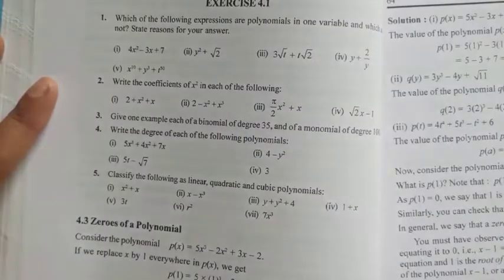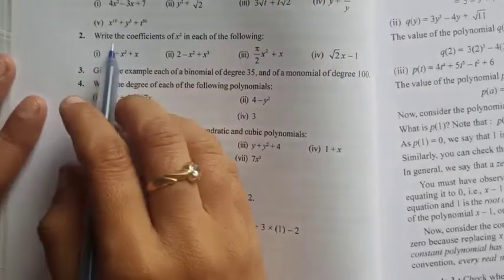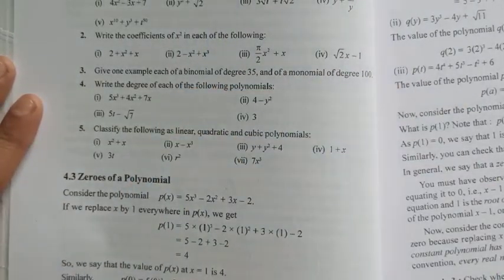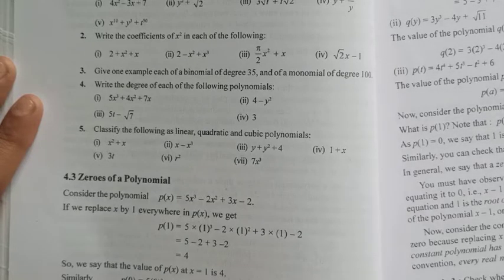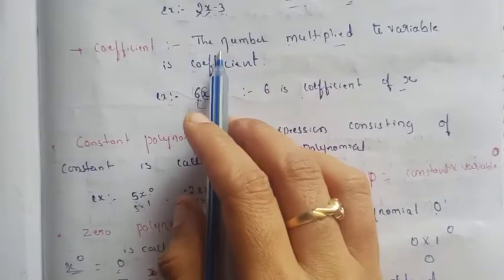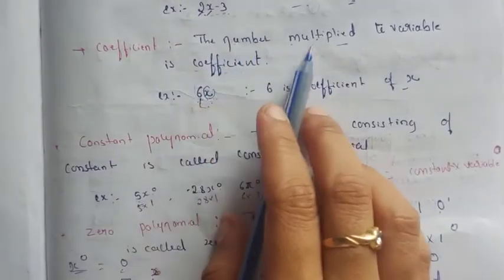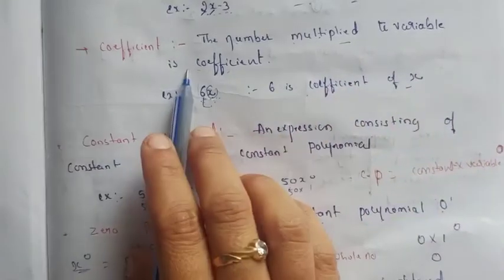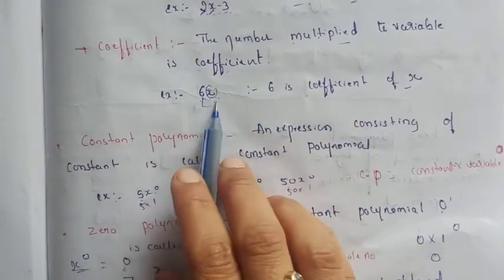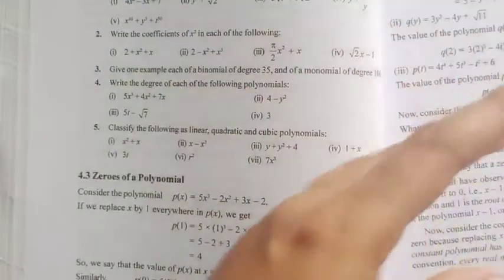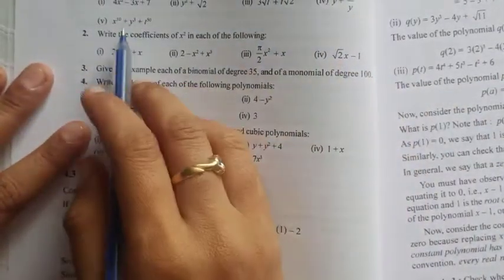Let's move to the second question, that is, write the coefficient of x square in each of the following. What do you mean by coefficient? The number multiplied to the variable is called the coefficient. Here, 6 is the coefficient of x. In the same way we should find it now.